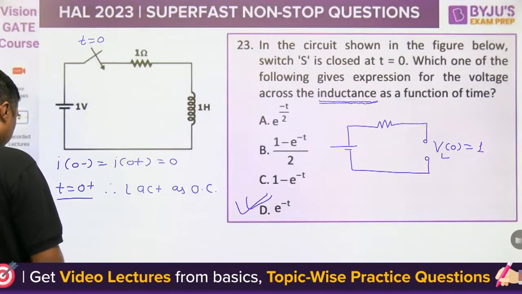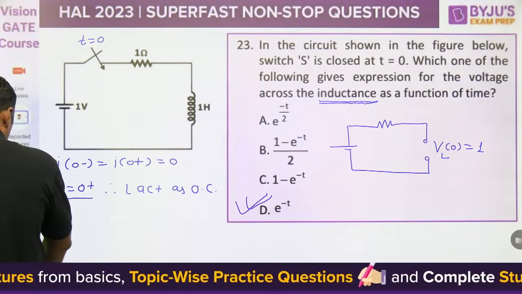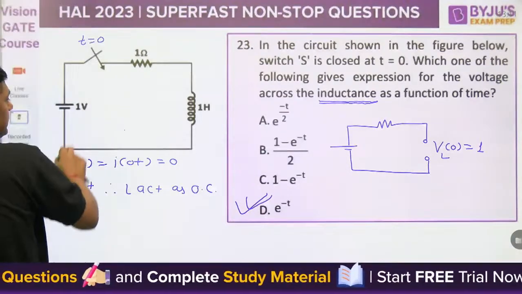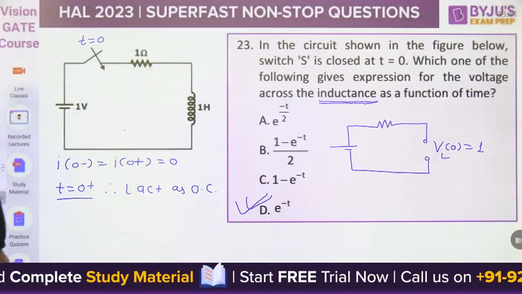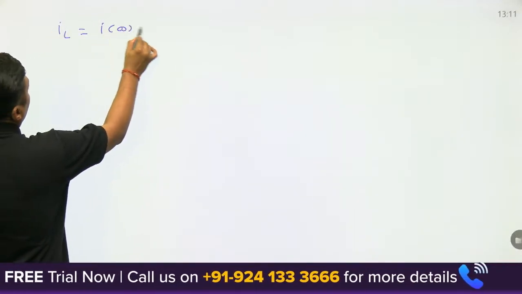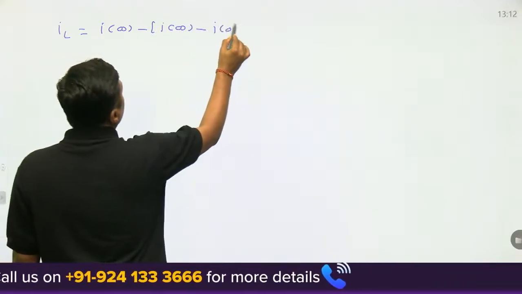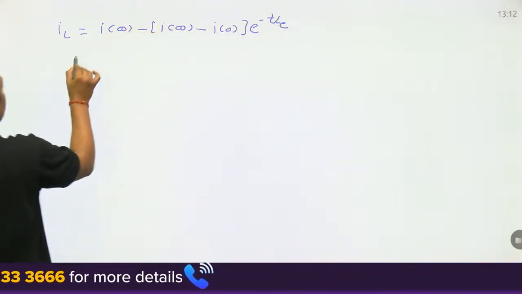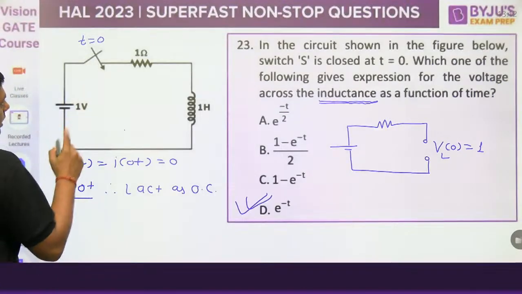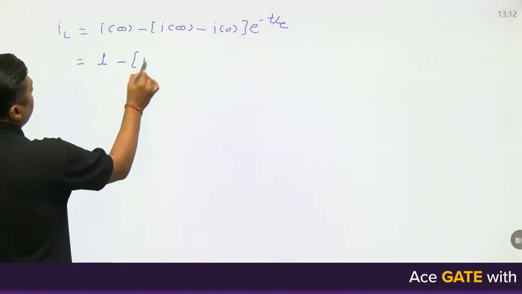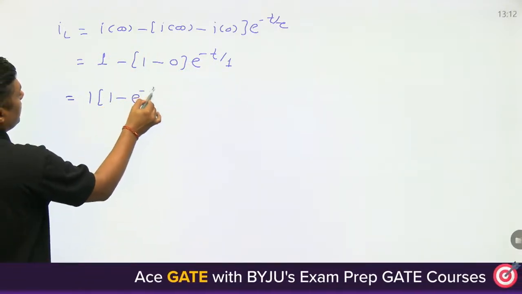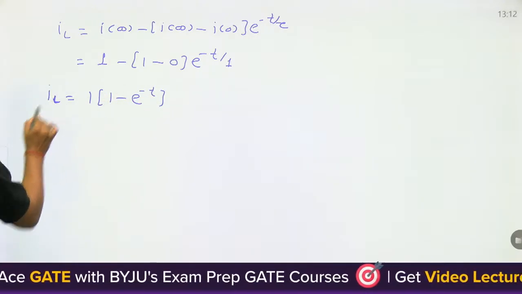The exponentially decreasing function. Now remember, some students will find the current first, and then after finding the current, they can find the value of the voltage. So that is another approach. We are finding the current IL. What is the IL? I final minus (I final minus I initial) e raised to power minus t by tau. What is the final value of the current? Finally the inductor will act as a short circuit, so 1 divided by 1, 1 ampere. This is 1 ampere, this is 0, e raised to power minus t by 1. The time constant is 1. So IL is 1 minus e raised to power minus t.